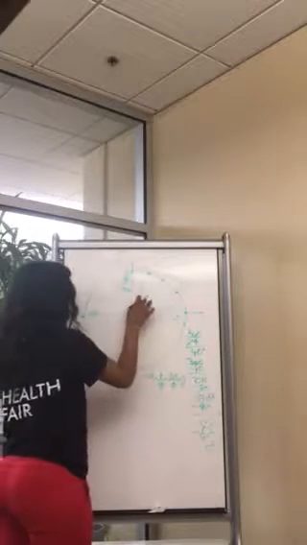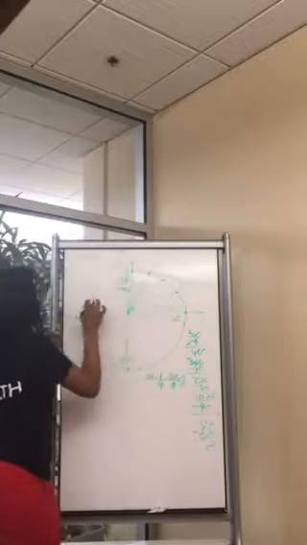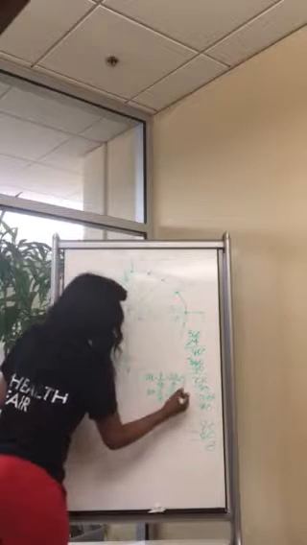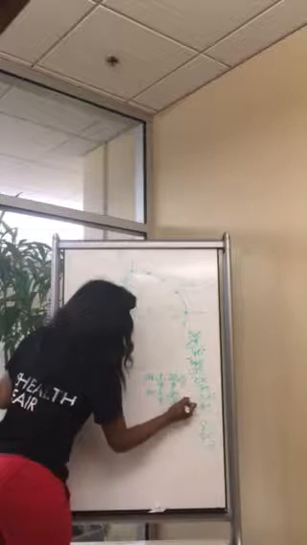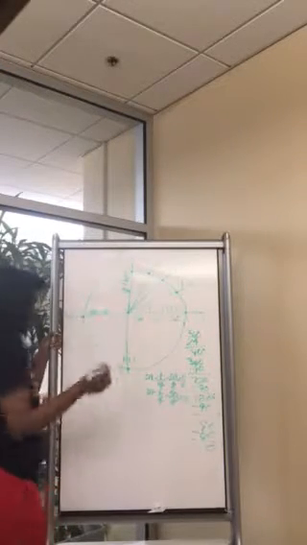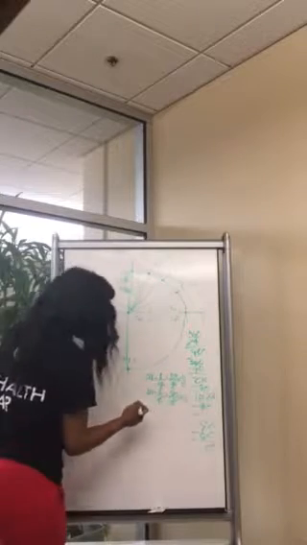For the next one, we're going to do 2 pi times 2 over 4, and we're going to get 4 pi over 4. We're going to cancel out, and we're going to be left with pi for 180. The radian for 180 is pi.